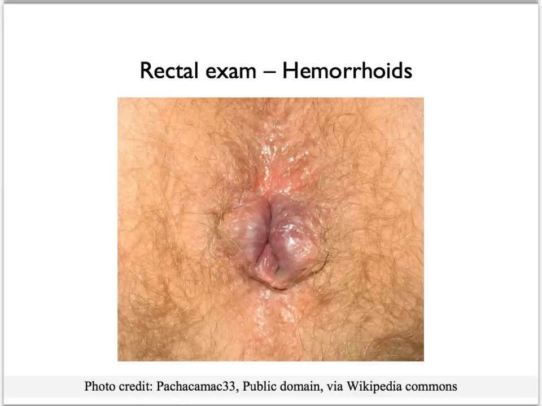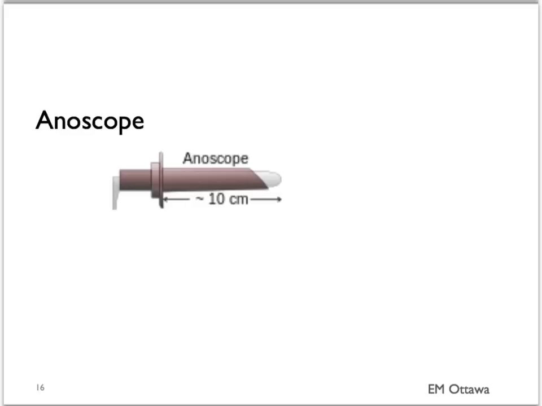Similarly, you might be able to see hemorrhoids on the rectal exam as well. On the picture here, these are external hemorrhoids. On examination in the rectum, you may be able to feel internal hemorrhoids as well. Sometimes an anal scope is used to look for both anal fissure and hemorrhoids if they're not readily seen on inspection. The main tests we do on patients with GI bleed will be endoscopy.